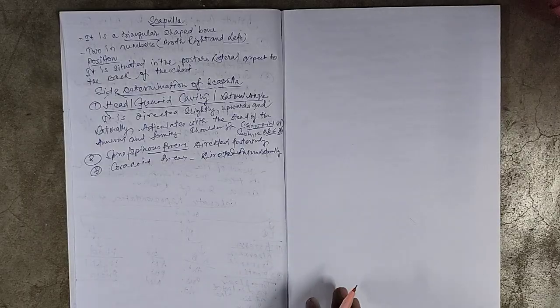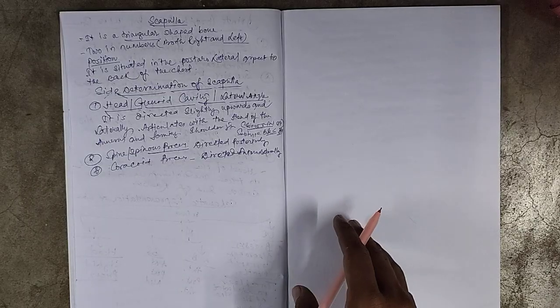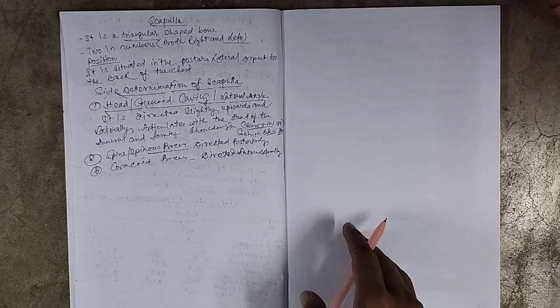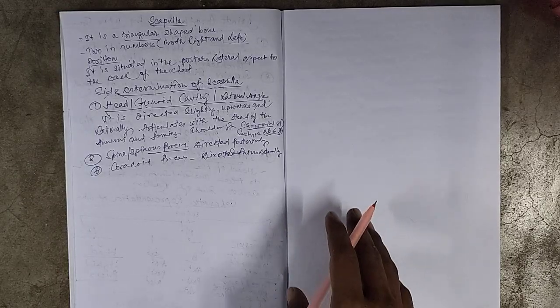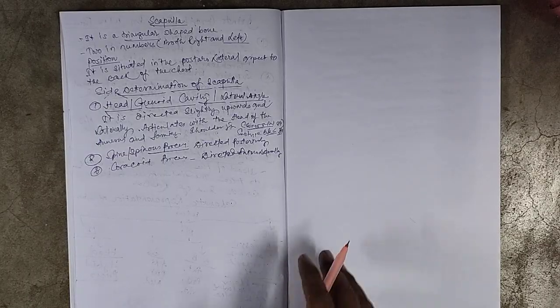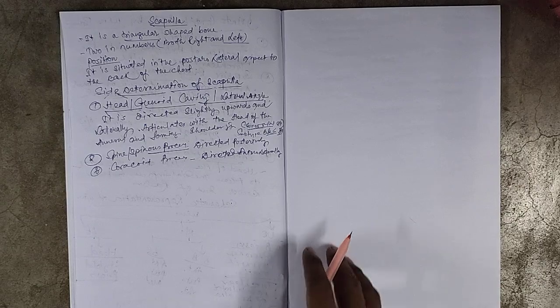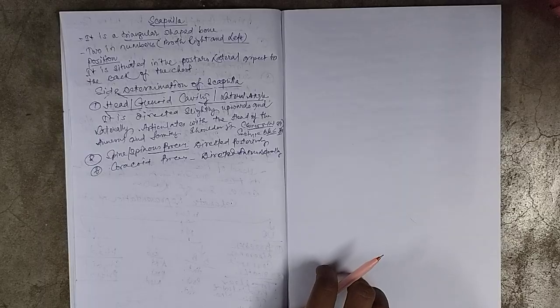So the head or the glenoid cavity or the lateral angle is directed slightly upwards and laterally, and it articulates with the head of the humerus and forms the shoulder joint. The spine or the spinous process is directed posteriorly, and the coracoid process is directed anterolaterally. So these are the important points of side determination of the scapula.